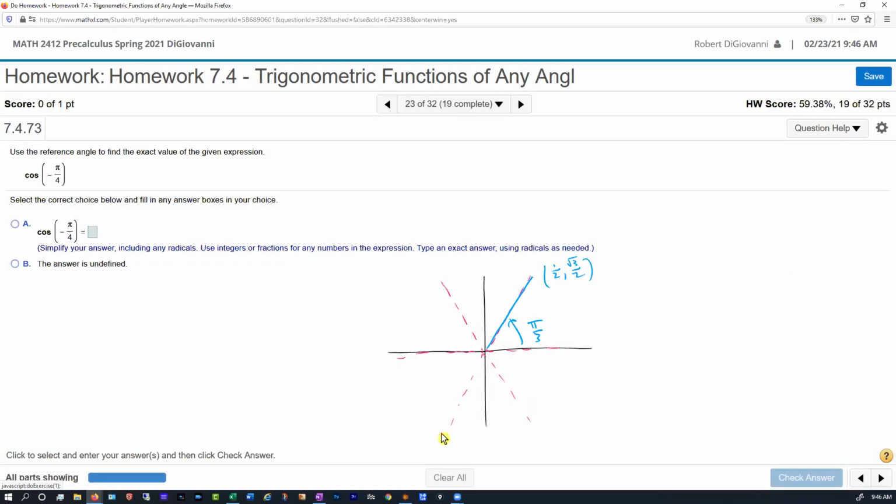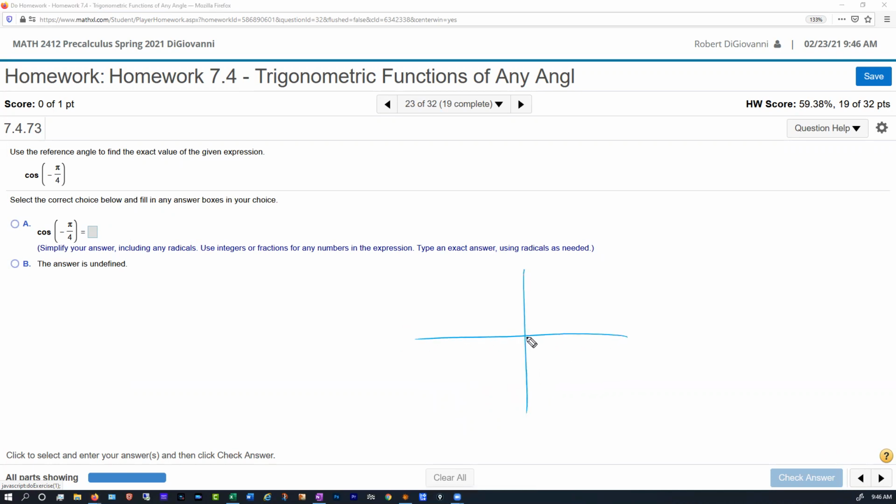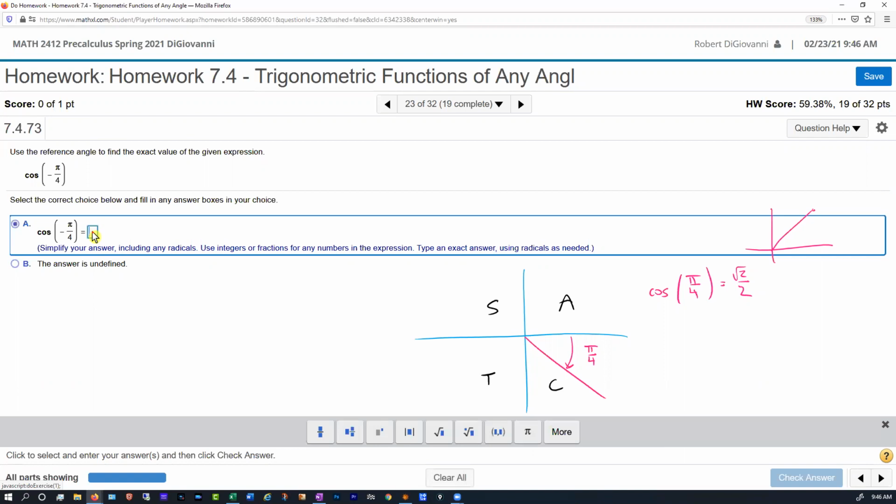All right. -π/4, we're looking for cosine of that. So -π/4 goes here. And so the reference angle here is π/4. And so we're looking at cosine of π/4. And cosine should just be √2/2. But we are in the fourth quadrant. And so in the fourth quadrant, cosine is negative. I'm sorry, cosine is positive. So it's just going to be this answer, and we're going to leave it positive. √2/2.